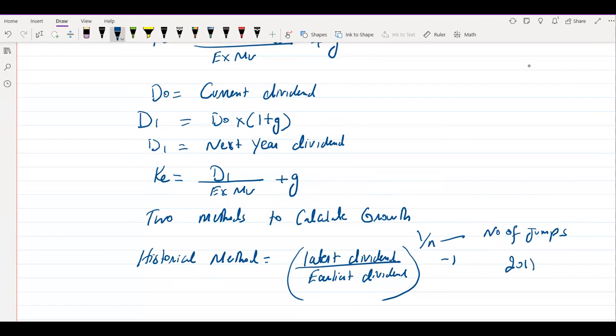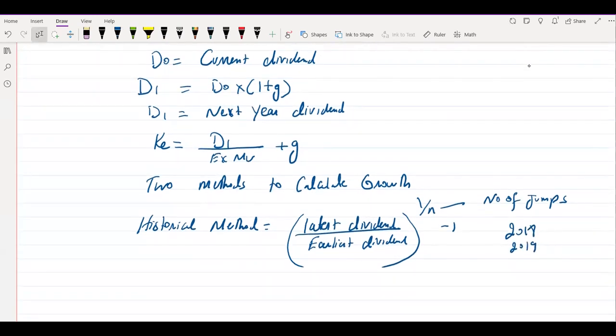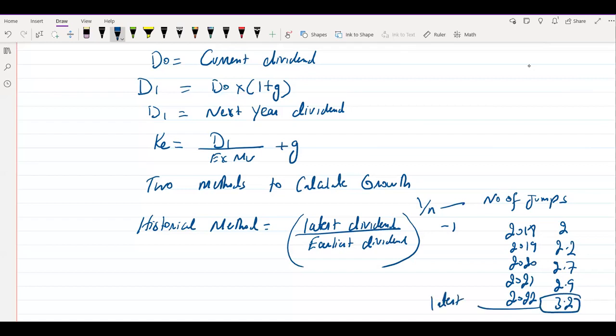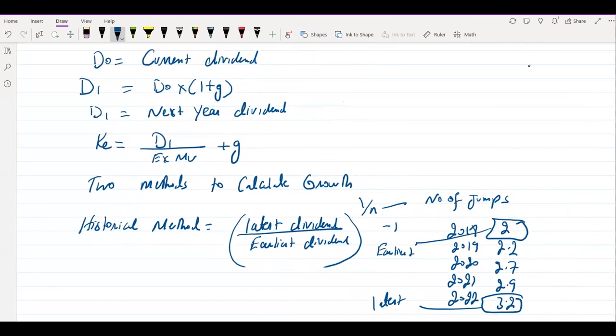So if these are the years, and the dividends are like 2, 2.2, 2.7, 2.9, 3.2. This is the latest dividend, and this is the earliest dividend. How many years? You will not count the base year. This is 1 year, 2 year, 3 year, 4 year. The number n is 4. So this is the historical method to calculate the growth.